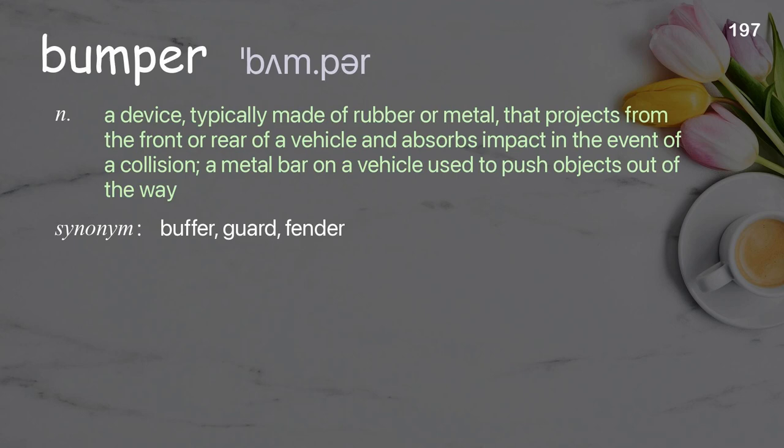Bumper. A device, typically made of rubber or metal, that projects from the front or rear of a vehicle and absorbs impact in the event of a collision. A metal bar on a vehicle used to push objects out of the way.